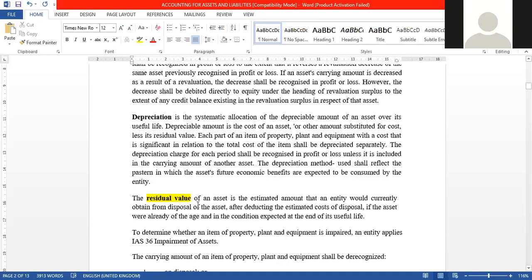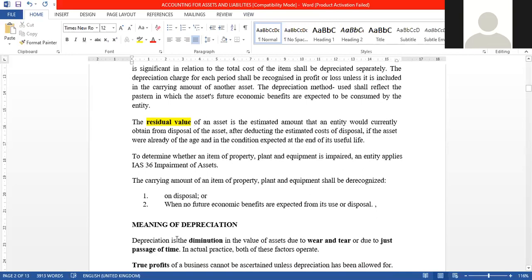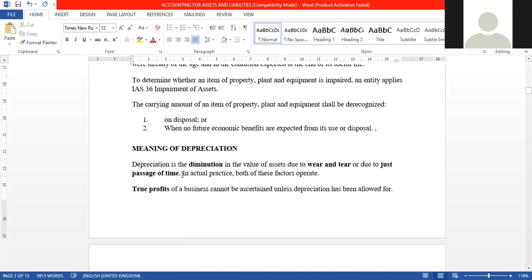It is the value that you get from the remains of an asset when you dispose of it at the end of its useful life. Now, depreciation is what we call diminution, or reduction in value. Depreciation is simply the reduction in value of an asset due to wear and tear, because of wearing, because of tearing, or sometimes because of just the passage of time.